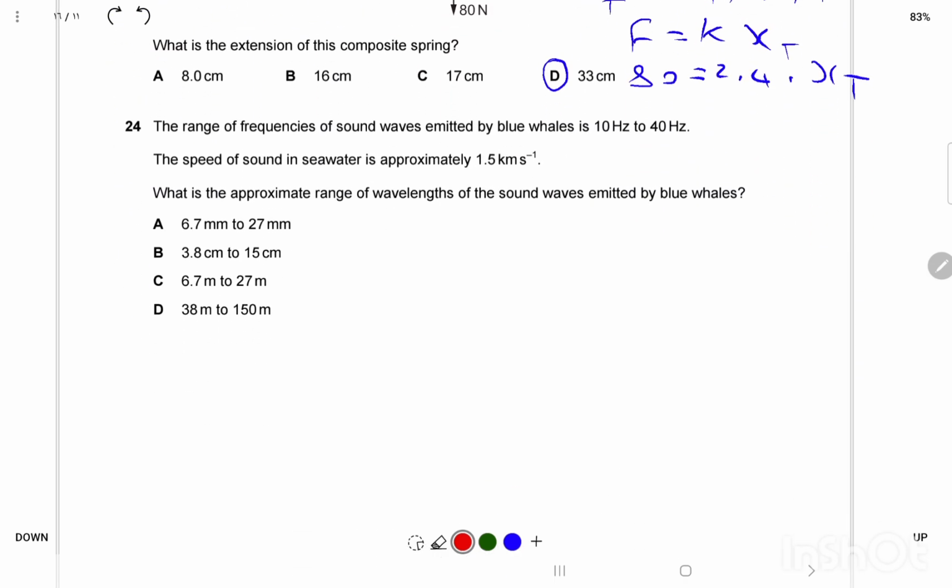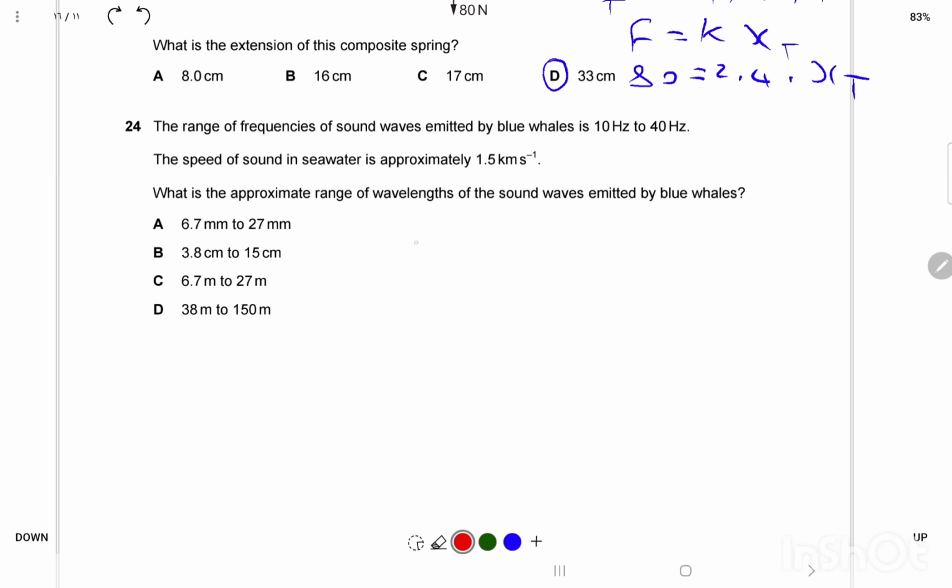Question 24. The range of frequencies of sound waves emitted by blue whales is 10 Hz to 40 Hz. The speed of sound in seawater is approximately 1.5 km per second. What's the approximate range of wavelength of sound waves emitted by the blue whales?